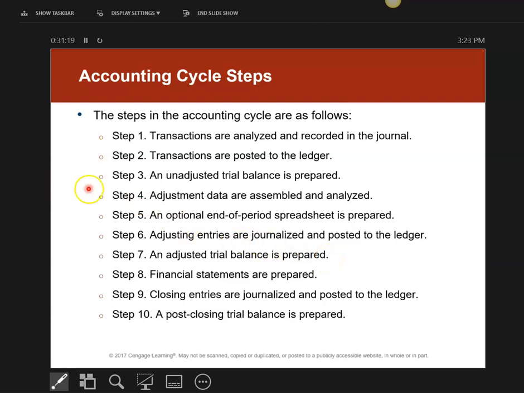So 1 through 3 is chapter 2, 4 through 7 is chapter 3, and now we're doing chapter 4. We prepared financial statements, then we did closing entries and journalized, and then posted them to the ledgers, and then we prepared a post-closing trial balance.